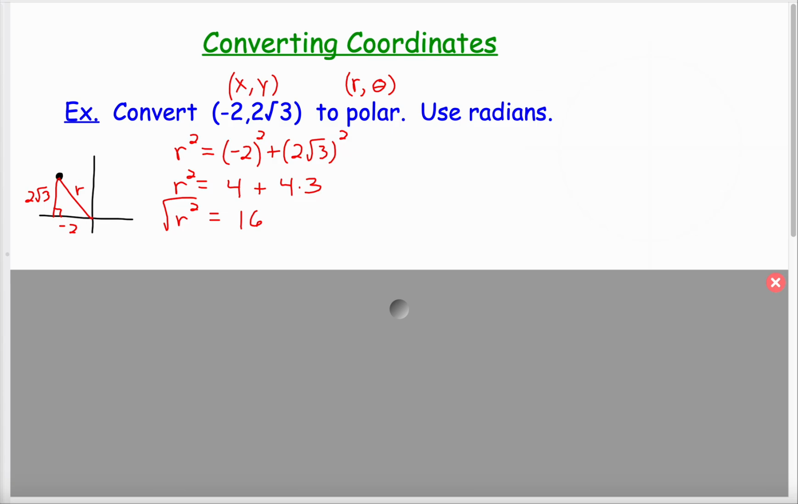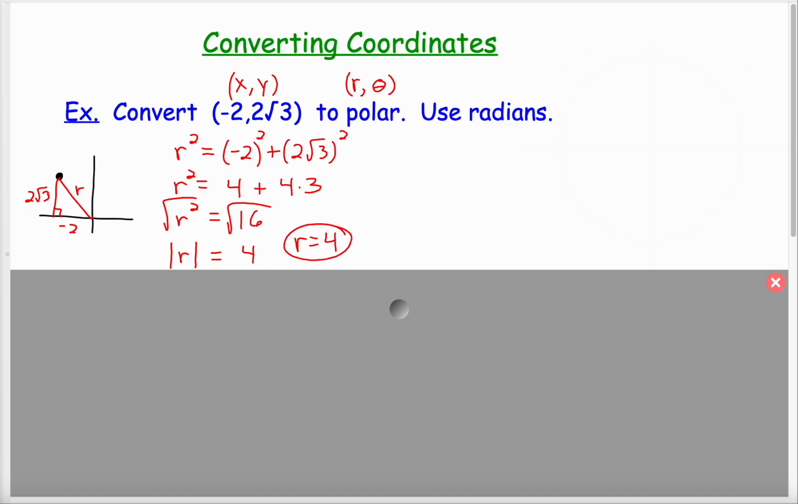Now what do we do? Take the square root of both sides. What's the square root of r squared? Absolute value of r. We've talked about that before. The square root of 16 represents the positive root of 16, so that's just 4. So therefore r is plus or minus 4, but we know that we're taking the positive value for r, so r is just equal to positive 4.